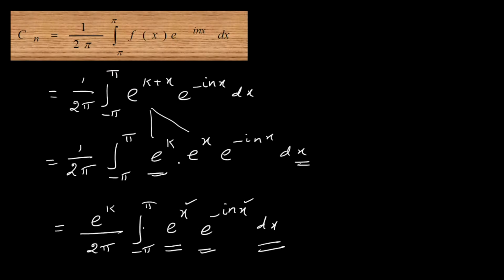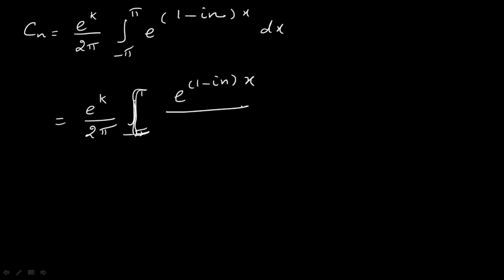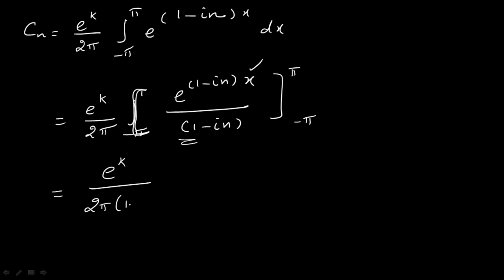So if you take x as a common term, what you get in the first term is only 1 minus i n, isn't it? So 1 minus i n. So integrating this, you get e power k divided by 2 pi integral from minus pi to pi, now we are going to integrate, isn't it? So integrating the exponential function, you get e power 1 minus i n of x over 1 minus i n. That is the coefficient of x in the denominator. So the limit is from minus pi to pi. So the limit is only for the x term alone. So you have to take this 1 minus i n outside of this. So you have e power k over 2 pi times 1 minus i n.